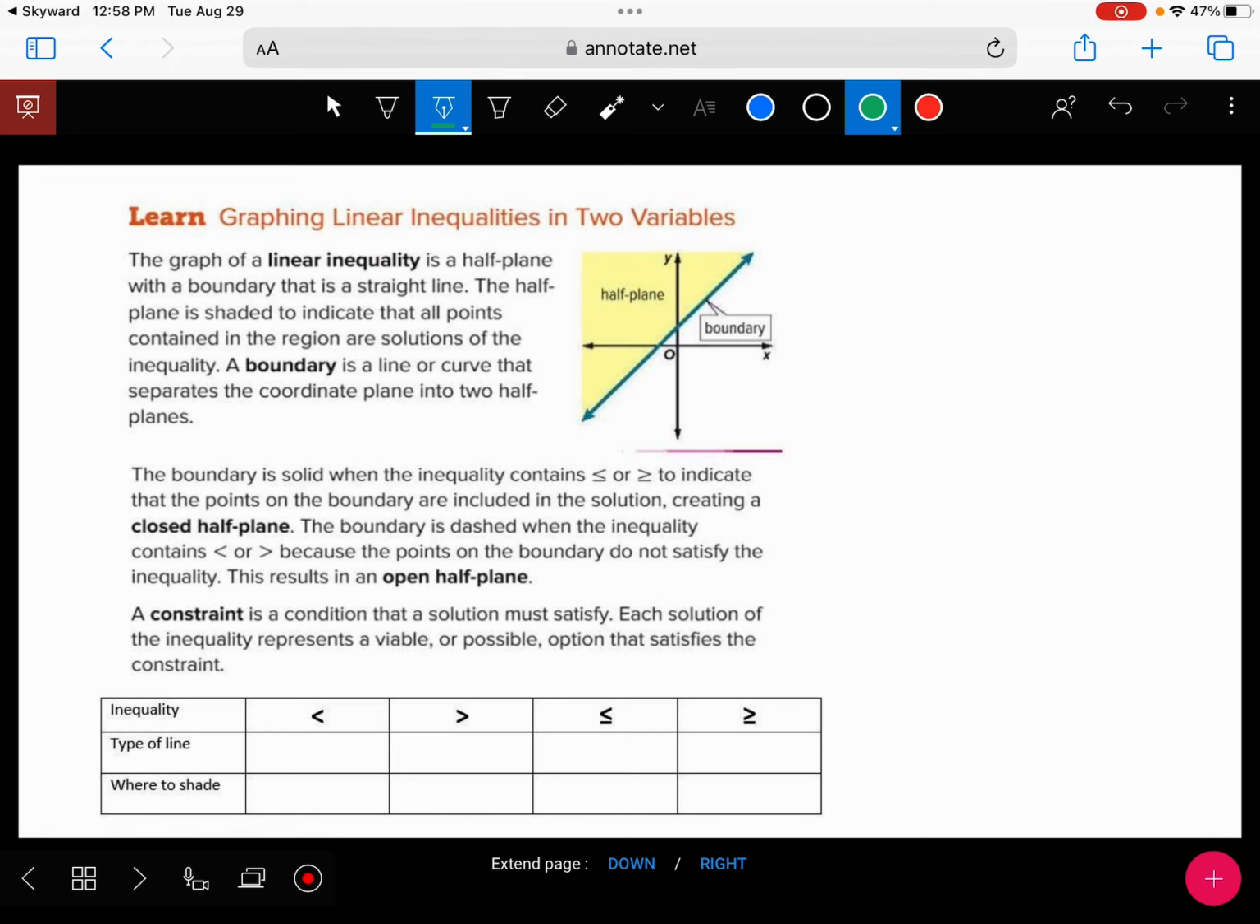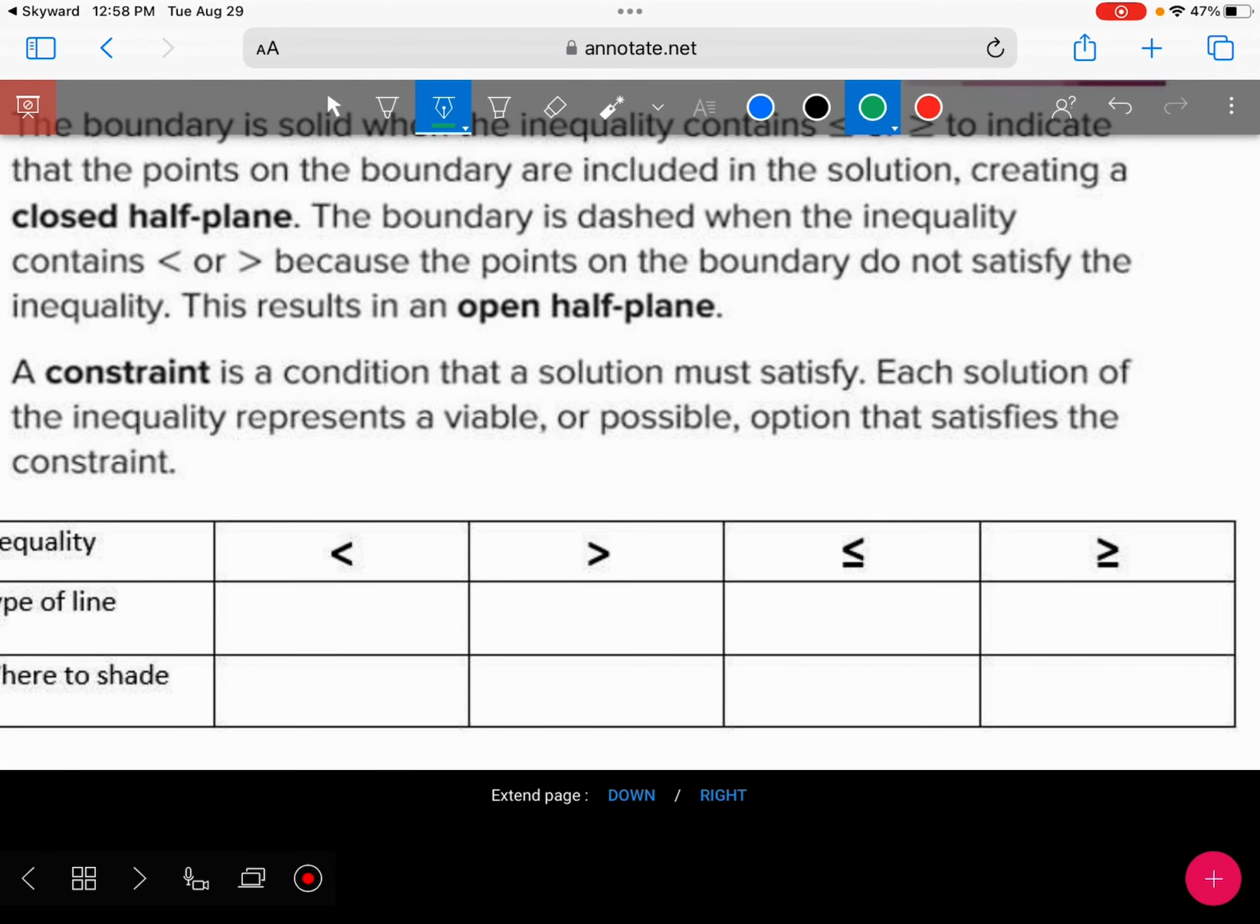So we're talking about inequalities. Oops, did I lose my paper? All right, so there's 4 different types of inequalities that we're going to talk about. The first one, this means less than.